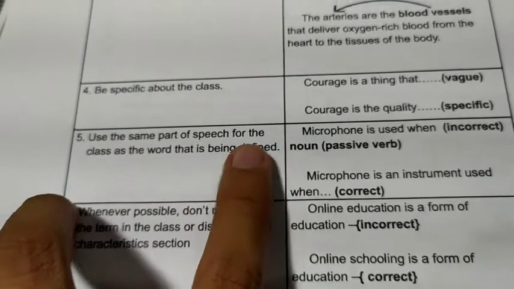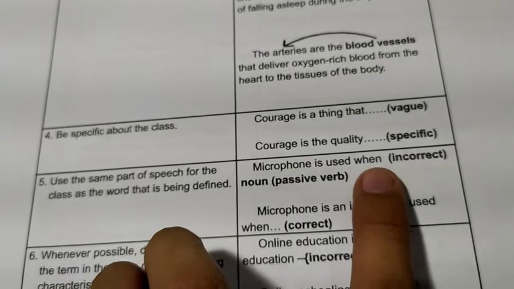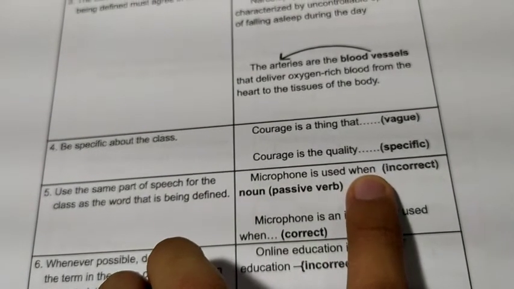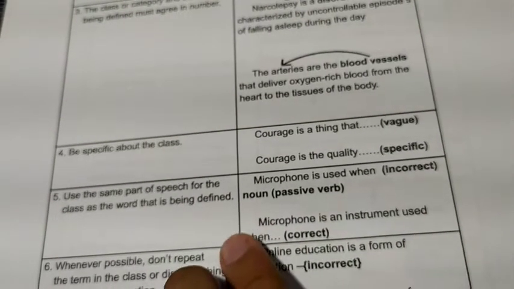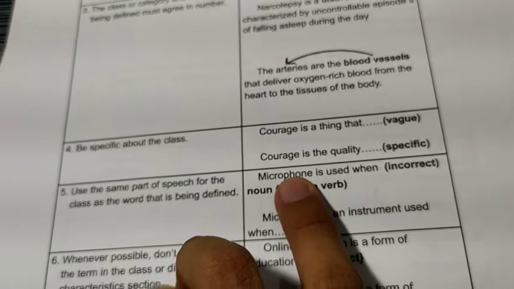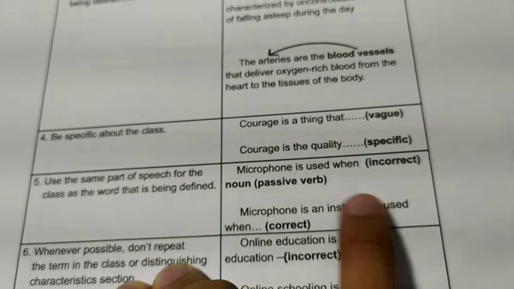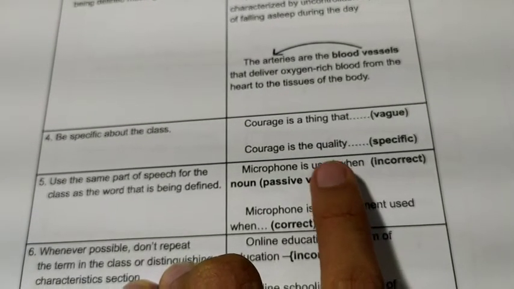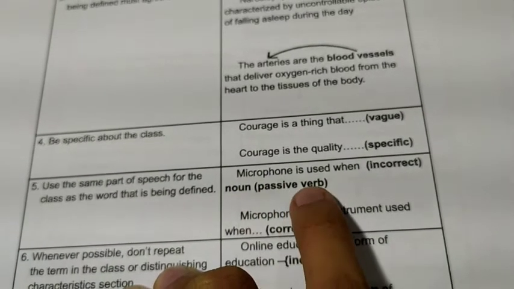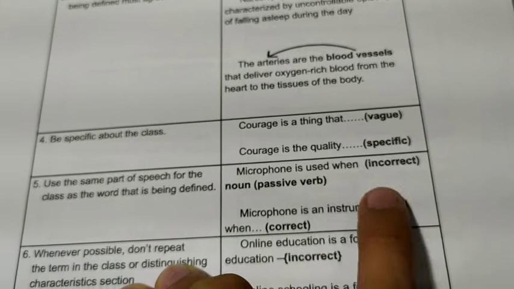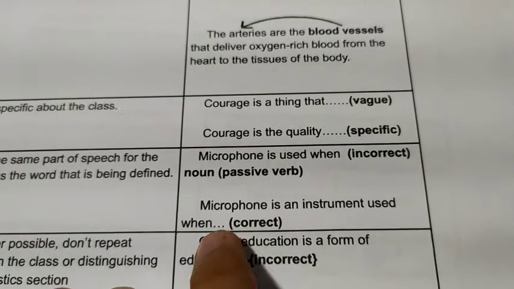Use the same part of speech for the class as the word being defined. For example, microphone is an instrument used when. We have the word used here because it is a passive verb, meaning it is not done by the microphone, and the doer is not really stated here. So that is a passive verb. So, microphone is an instrument used when.